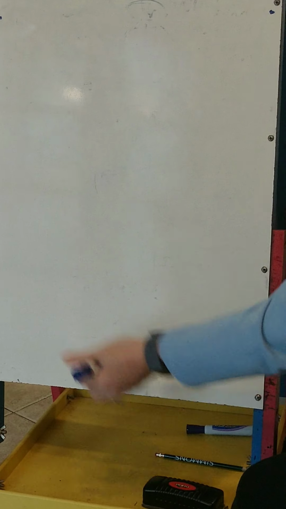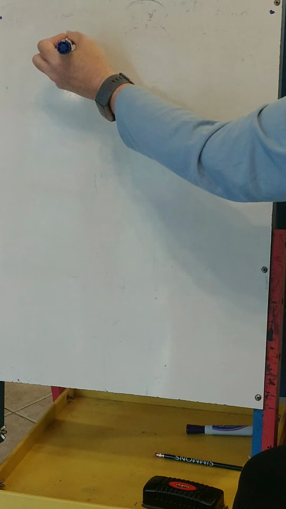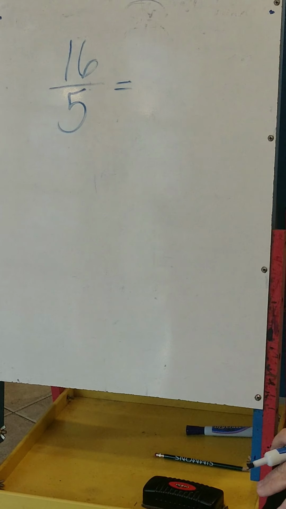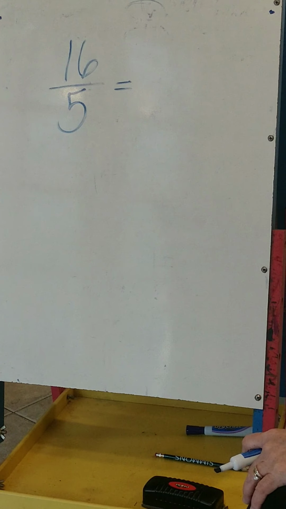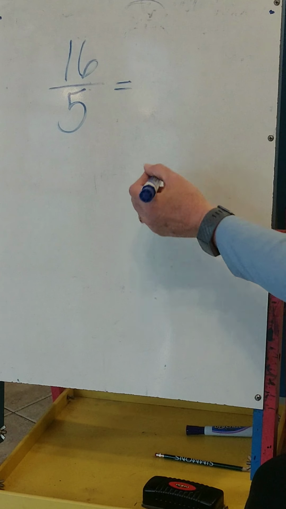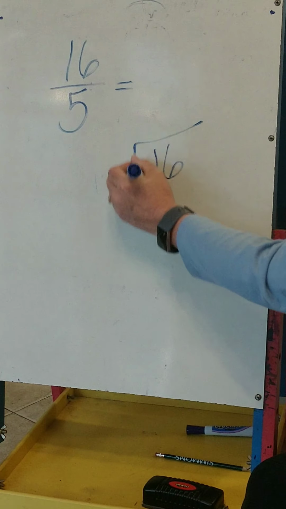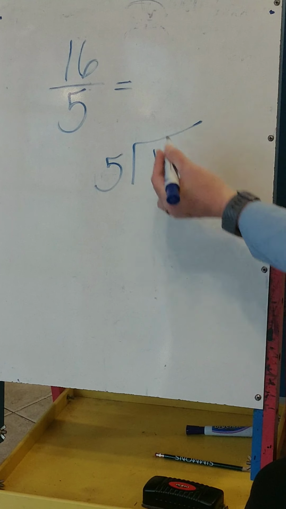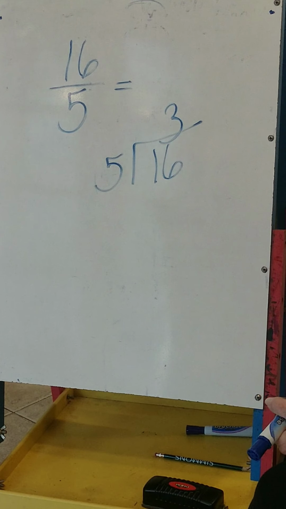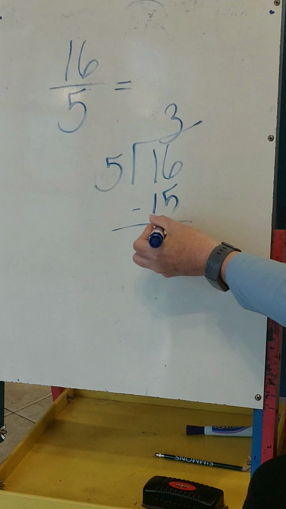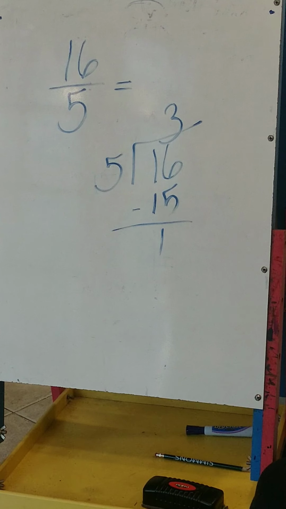Let's try 16/5. So we want to change 16/5, which is an improper fraction, into a mixed number. So we'll do the opposite of what we did the other day. We want to divide. So there we're setting up our division problem to find our new mixed number. 5 goes into 16 3 times. I then multiply. 3 times 5 is 15. I subtract. And now it's super easy to find my mixed number.